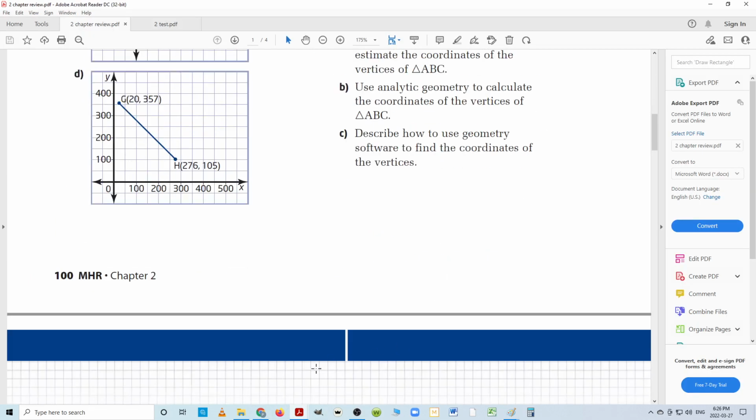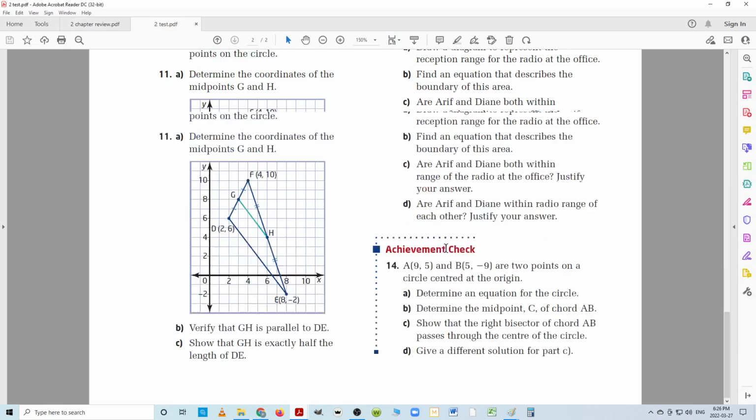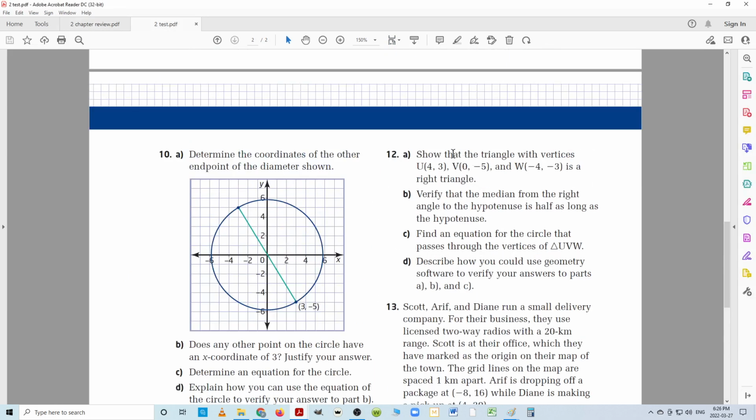12. How do I answer 12? Show that the triangle with vertices here is a right triangle. So I have to show that one of these lines, I have to show that these lines are perpendicular. Verify that the median from the right angle to the hypotenuse is half as long as the hypotenuse. Okay, so we have to go for that.